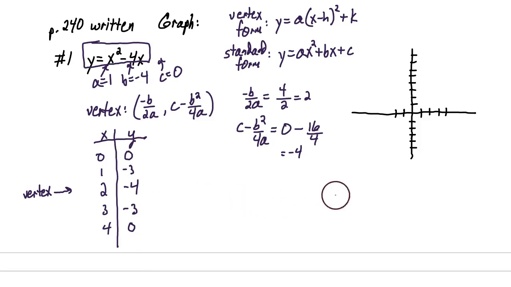Now we can graph our parabola. 2 comma negative 4 is right 2 and down 4. There's the vertex. 3 comma negative 3 is here, and 1 comma negative 3 is here. Notice how those dots are mirror images. They're on the same level. Then 4 comma 0 is here, and 0 comma 0 is here. Again, these dots are mirror images of each other. Now we can draw in the curving branches.